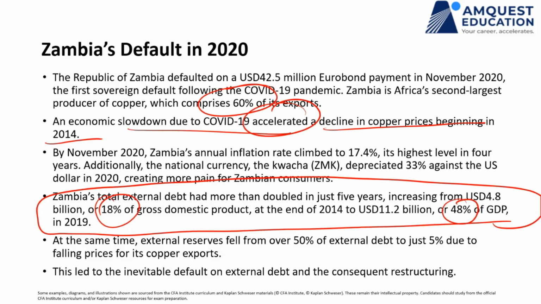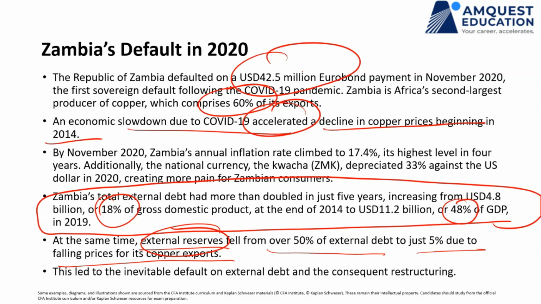At the same time, external reserves fell. When we say external reserves fell, they fell from 50% of debt to just 5% due to falling prices for its copper exports. This led to the inevitable default on external debt and consequent restructuring. Your foreign exchange reserves, if they fall, how will you make the payment of debt which is in foreign exchange? Right? So if our foreign exchange reserves fall, how will we make any dollar payments for fuel or for any other loan that we have taken from external entities?